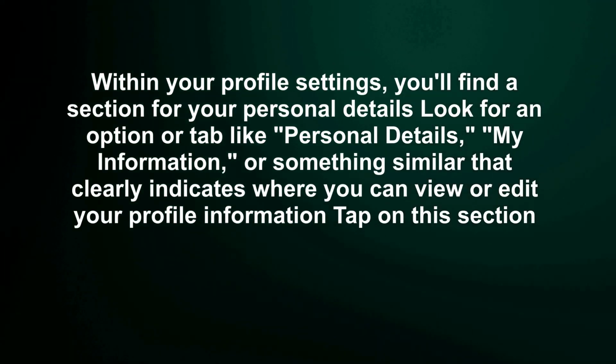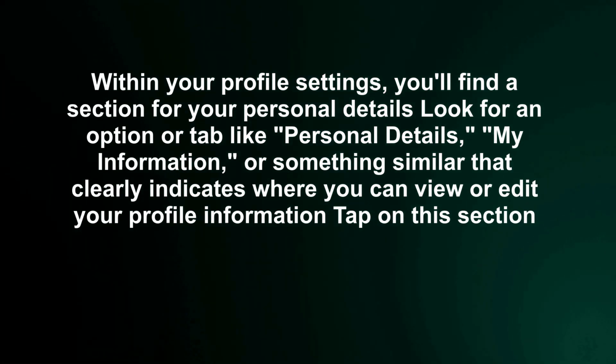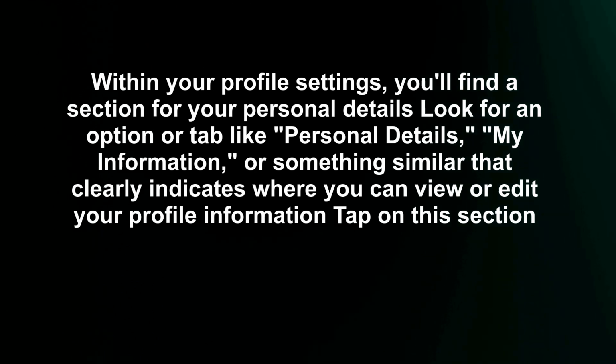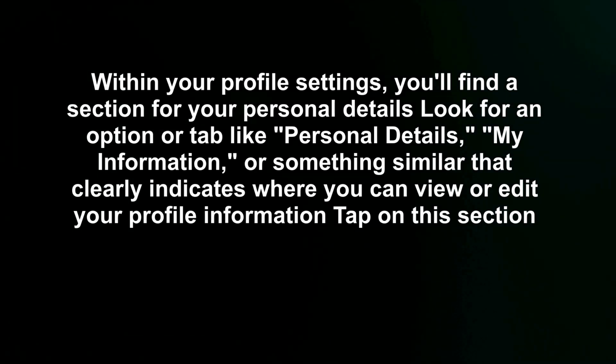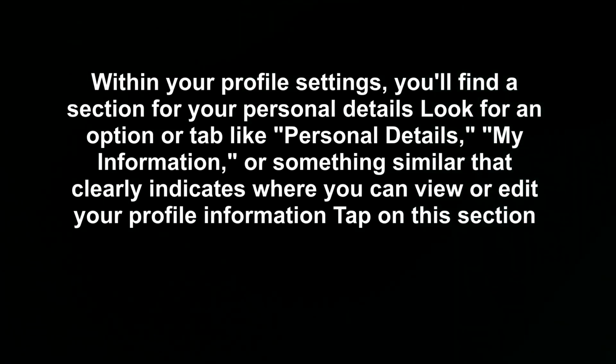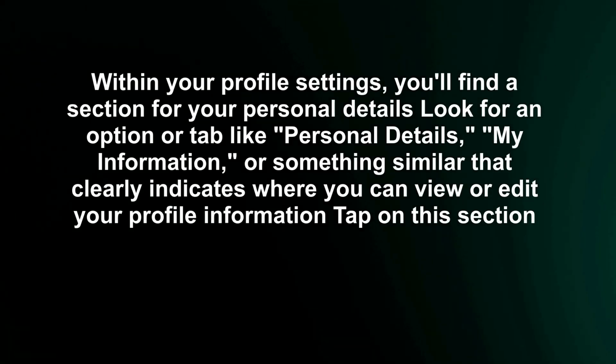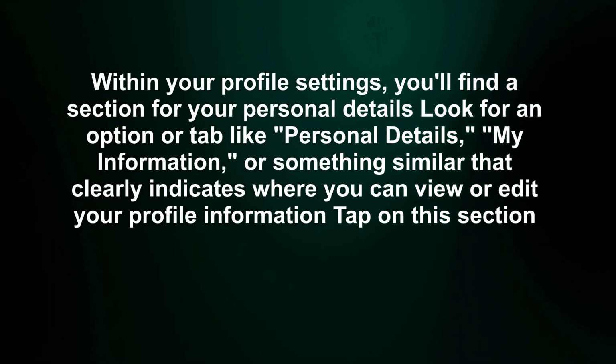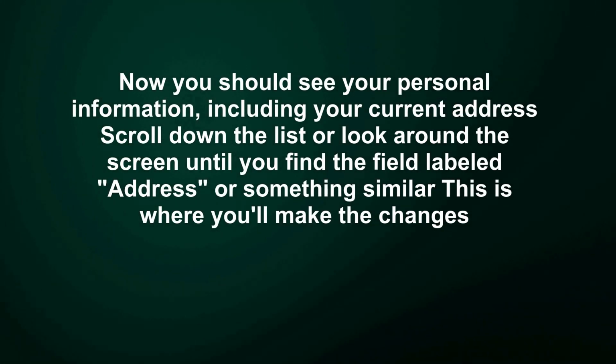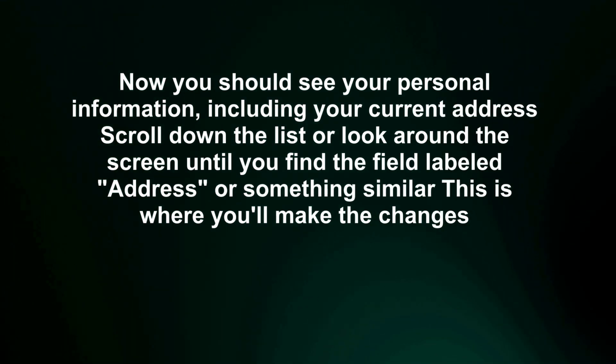Within your profile settings, you'll find a section for your personal details. Look for an option or tab like Personal Details, My Information, or something similar that clearly indicates where you can view or edit your profile information. Tap on this section. Now you should see your personal information, including your current address.